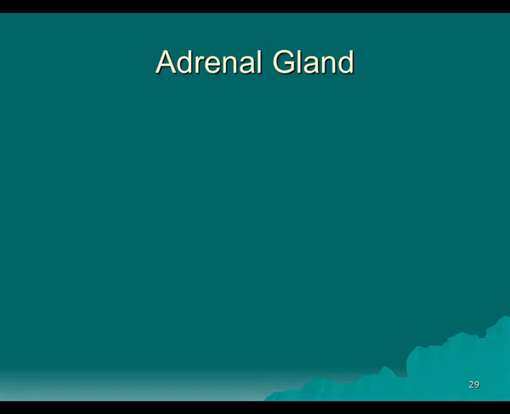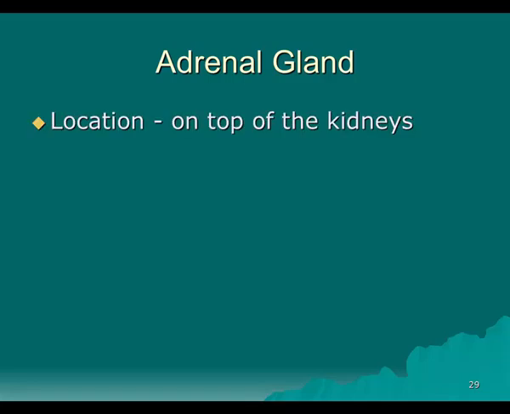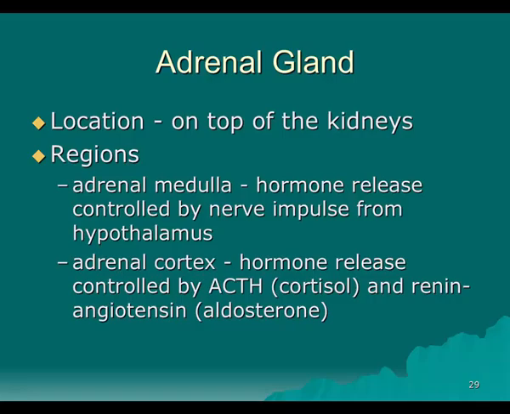The next gland we're going to talk about is the adrenal gland. It is located on the top of the kidneys and has two regions, the medulla, or the middle part of it, and that's where epinephrine is released upon stimulation by the hypothalamus, and the outside, which is the cortex. The cortex releases cortisol when ACTH stimulates it. It also releases aldosterone, another hormone we're going to talk about, when renin stimulates it.